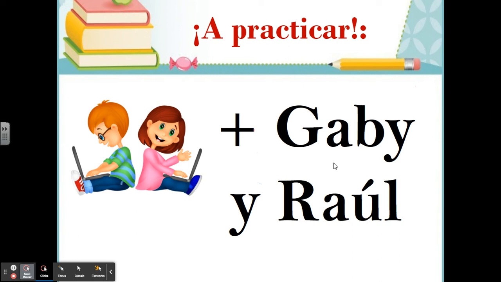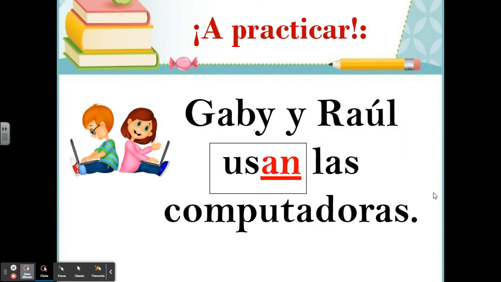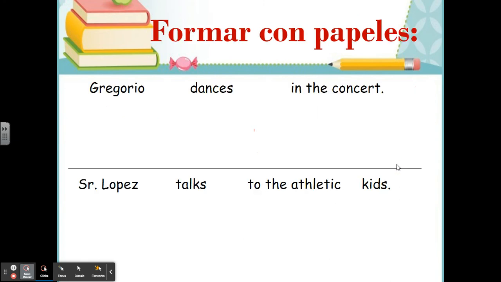Gabi and Raul. Well, my name's not Gabi. That's not on my birth certificate. So I'm not talking to them, or at least nothing tells me I'm talking to them. So it's not ustedes exactly. It's not one person, and I'm not included. So it has to be the ellos form. Knowing that, I know ellos ends with an, so I'm going to say Gabi y Raúl usan las computadoras.